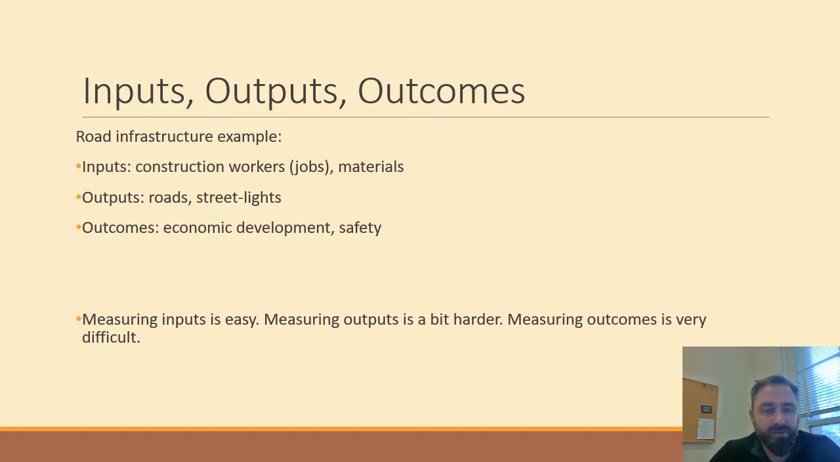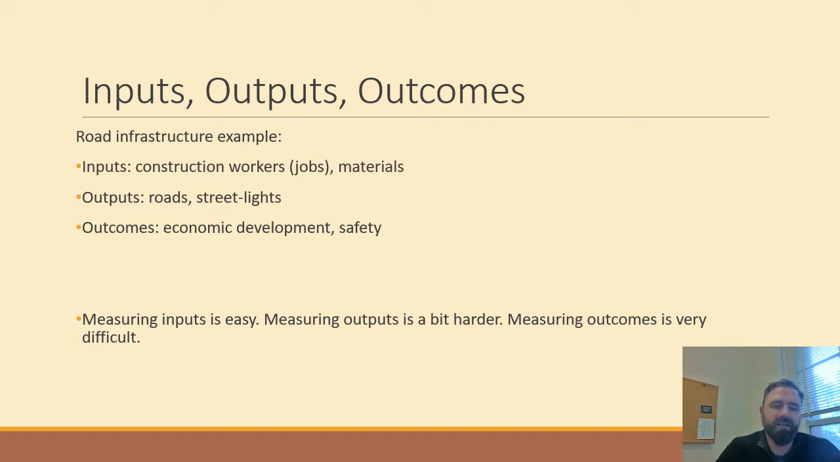So the inputs would be construction workers, the jobs, all the materials that go into it. The outputs would be the roads, the street lights, and then the outcomes hopefully would be something like economic development or increased safety. Measuring inputs is easy. Outputs is a bit harder, can be easy at times, can be difficult at times. Measuring outcomes is very difficult.